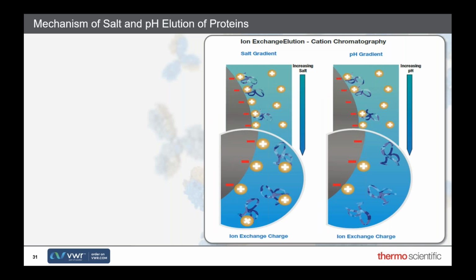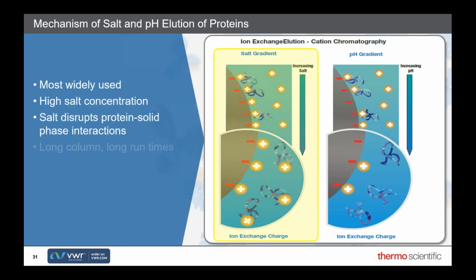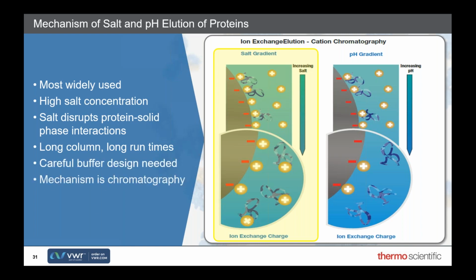Okay, so before we move on to the pH gradients, let's compare the mechanisms in more detail. So we start with salt gradient analysis, the most widely used method, requiring high salt concentrations. Proteins are pushed down the column from site to site by the salt ions in the salt gradient. The salt disrupts the protein to solid phase interactions, and a focusing effect is seen as the salt level increases. So the effective length of the column is important. Typically, a long column and long run times are required.